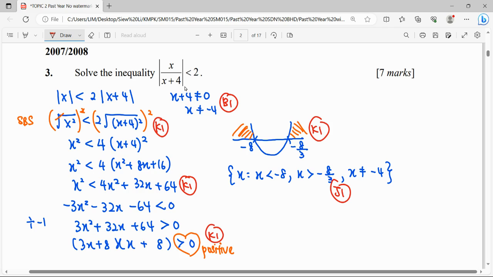So here is another mark for simplifying the quadratic correctly.